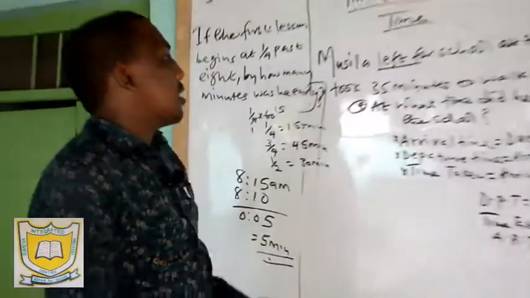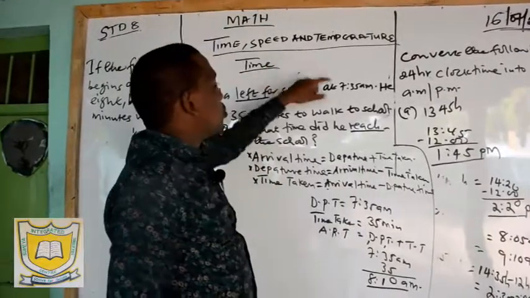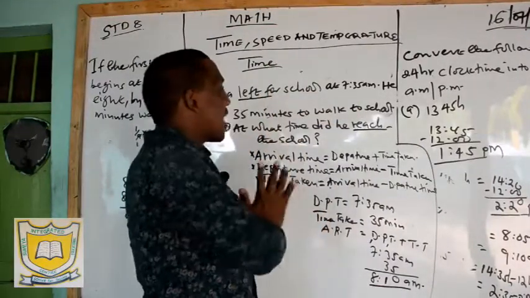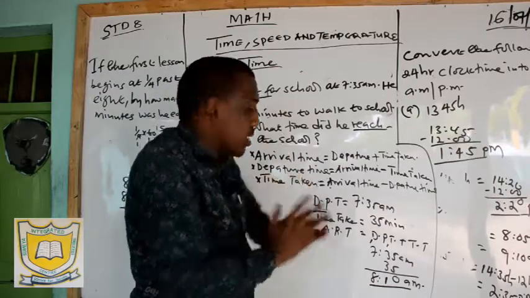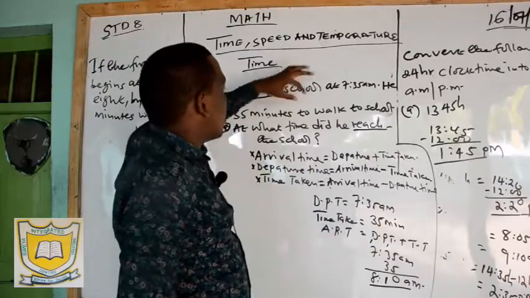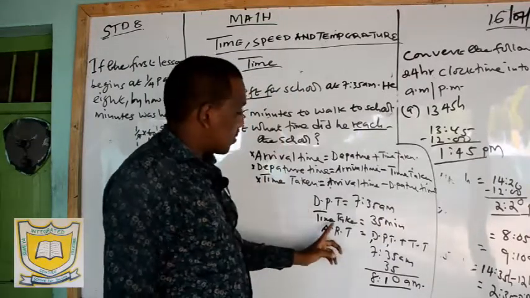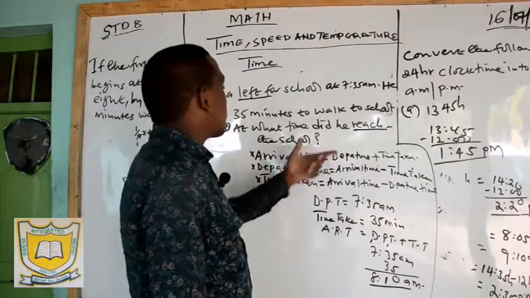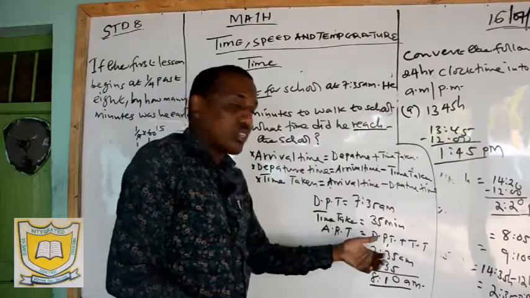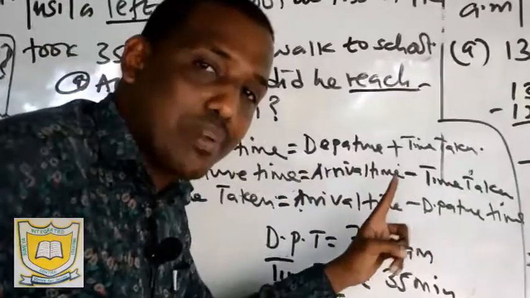I'm repeating, it's a good question. Musila left for school at 7:35 a.m. Musila started the journey. All those are departure time. So departure time is 7:35 a.m. He took, the past tense of take, that is time taken. So time taken is 35 minutes. At what time did he reach the school? The time he reached the school is the arrival time. The formula is: arrival time is equal to departure time plus time taken.